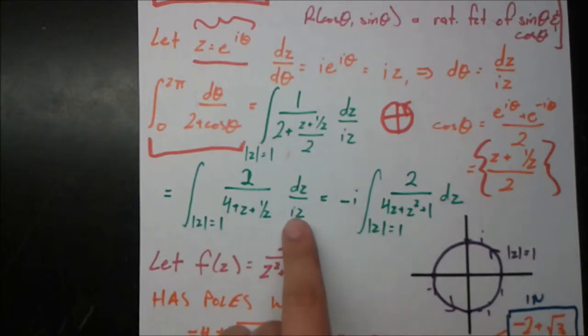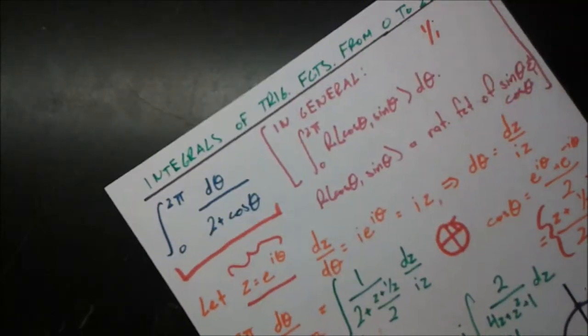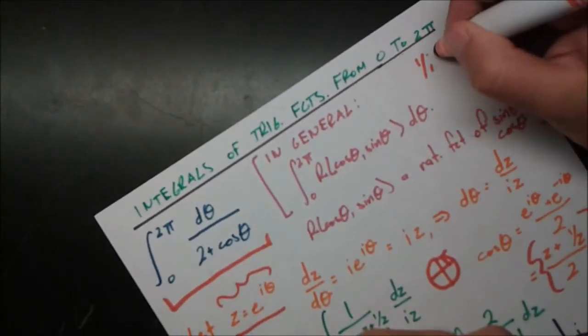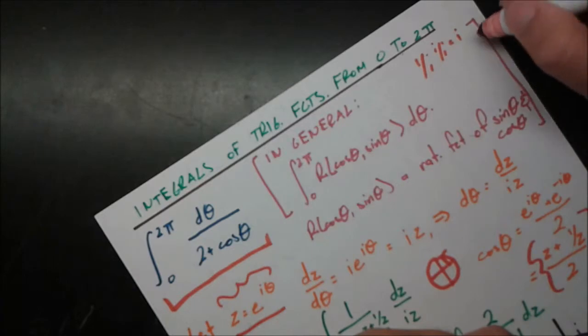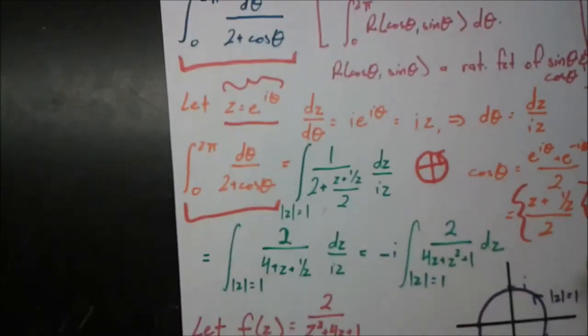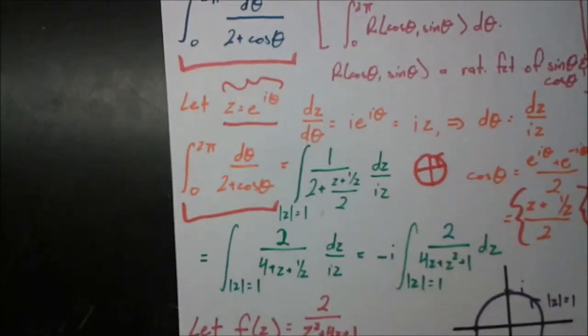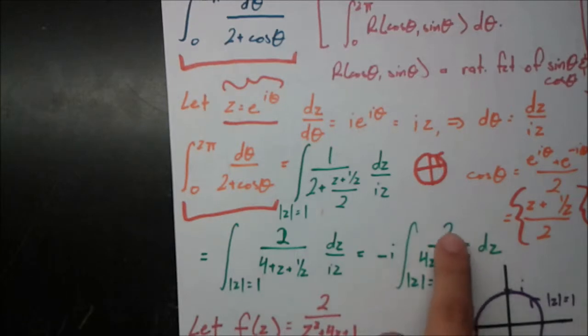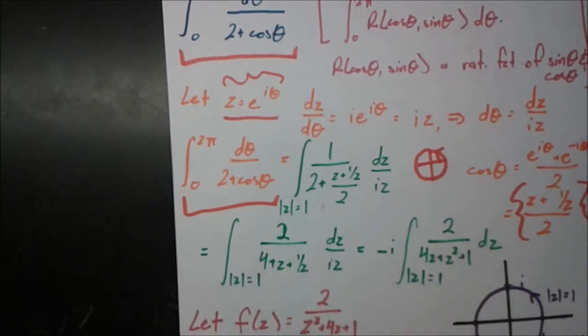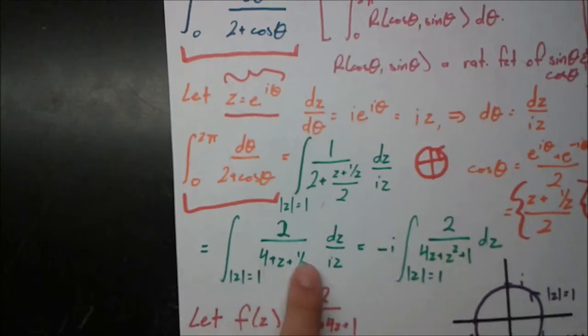Now we see that i is in the denominator. We have 1 over i, and 1 over i is negative i. An easy way to see that: 1 over i, and then you multiply both the top and bottom by i, you get i over negative 1, which is just negative i. So we take the negative i outside because it's a constant, and we're left with 2 over, and what I did down here is I multiplied this z over here with this expression right here, and we got 4z plus z squared plus 1.